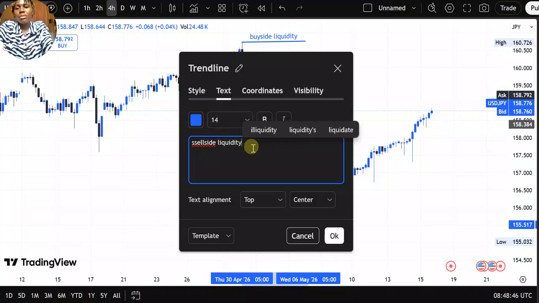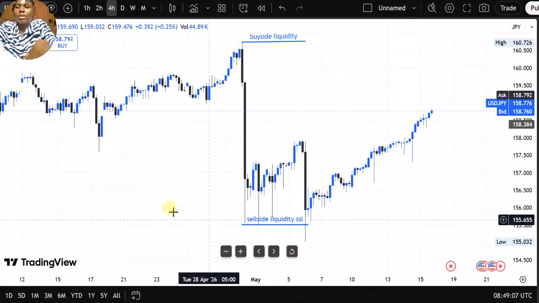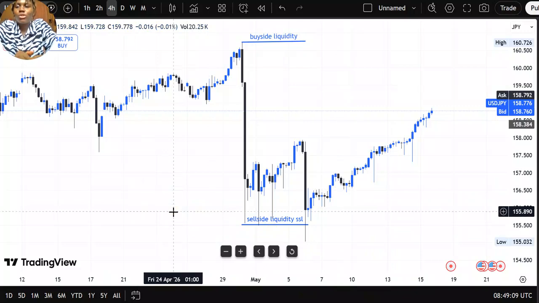which can also be represented as SSL and BSL. So you can have it as SSL, sell side liquidity. You can also have the same thing up there, but we're not going to go back there. So literally that's just what it is. This is a sell side liquidity, that's a buy side liquidity.